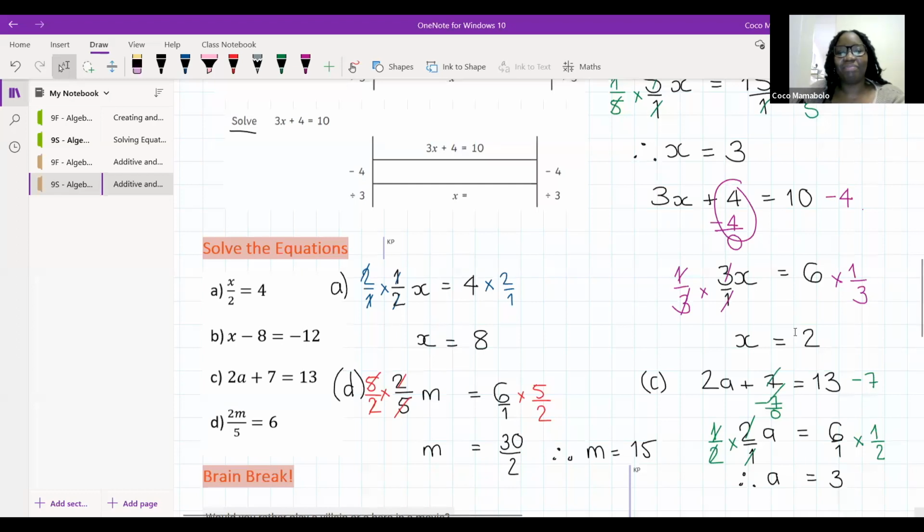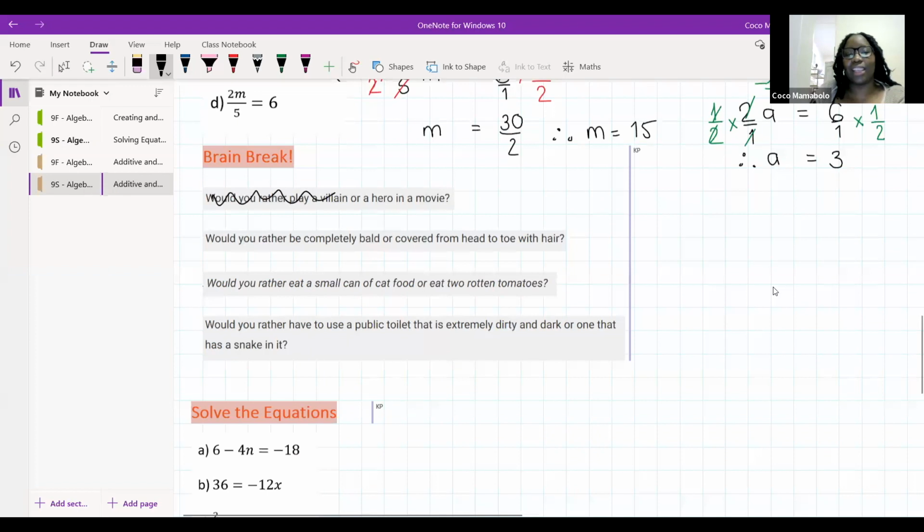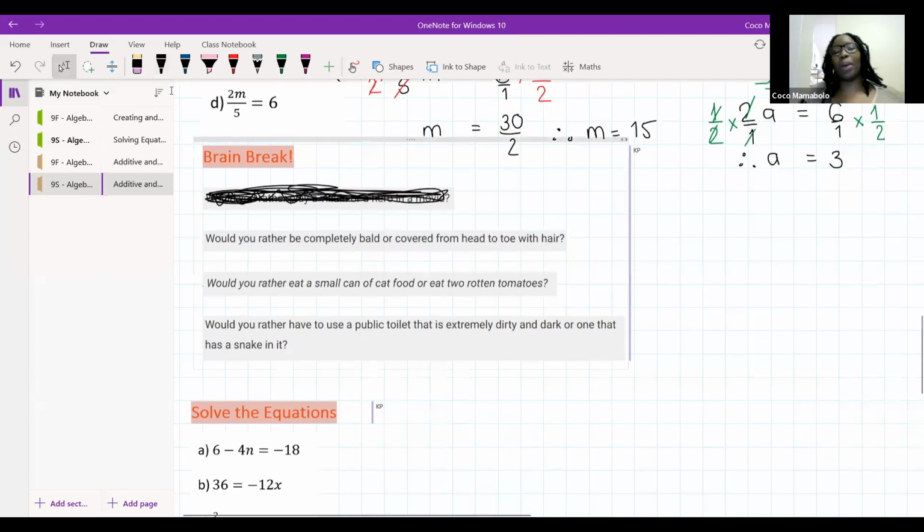Okay, awesome stuff. Let's start at the beginning. All right, I don't want us to answer this question. I think this one is too easy. Tell me in the chat, you can even put your hand up. I see Mpumi's hand is already up. Would you rather be completely bald or covered from head to toe with hair? Mpumi, pick wisely. What are you going to pick?